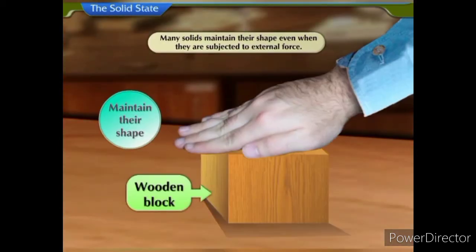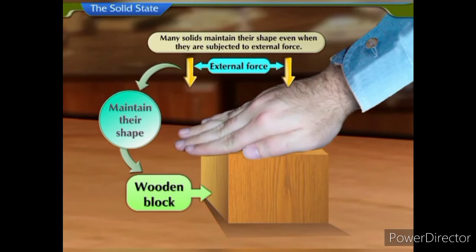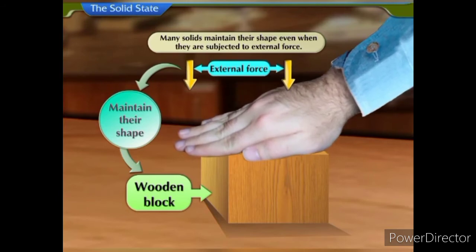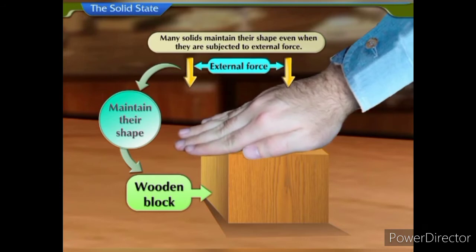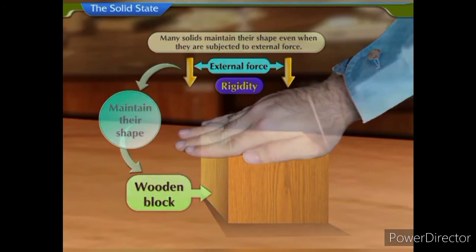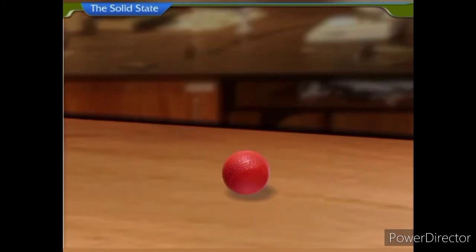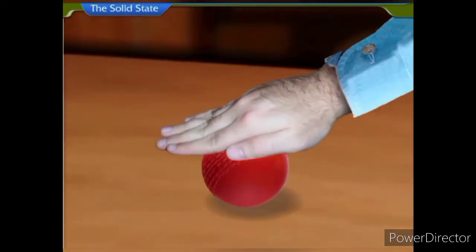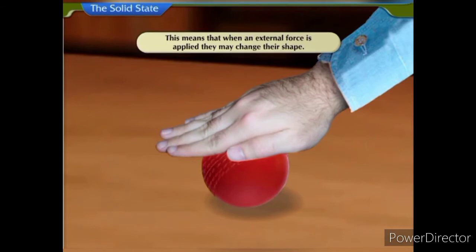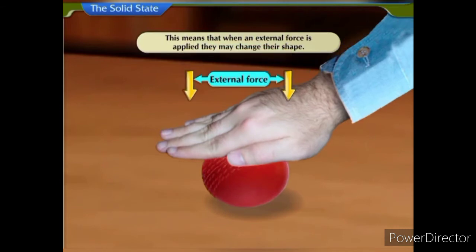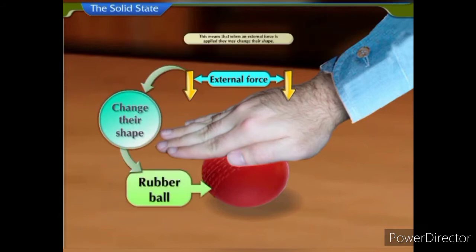Many solids maintain their shape even when they are subjected to external force. This property of solids is called rigidity. However, there are some solids that change their shape when they are pressed. This means that when an external force is applied, they may change their shape.